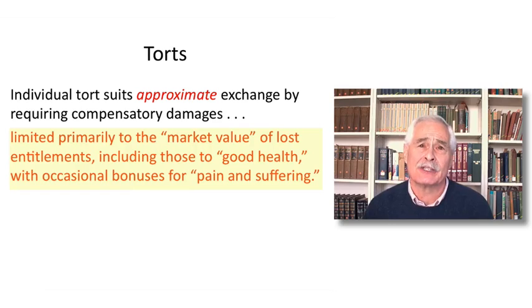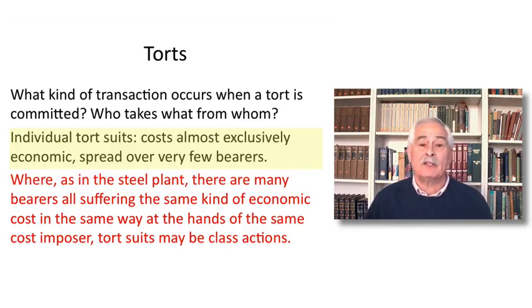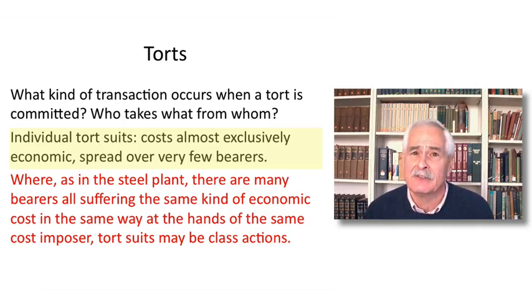And so tort suits represent an attempt to approximate what an actual exchange between a tortious cost imposer and the victim of that tort might actually be. But even in the best of circumstances, tort suits will never get it exactly right the way that free exchange can. Tort suits can only approximate with their compensatory damages the actual damages that have been suffered by the victims of torts. So, in individual tort suits, the costs are almost exclusively economic. That is, costs that can be measured in terms of market values. And these costs in individual suits are typically spread over a very few bearers.